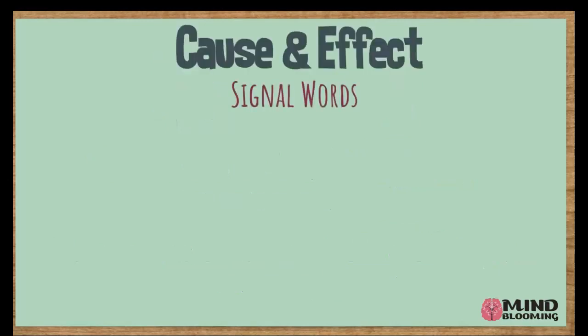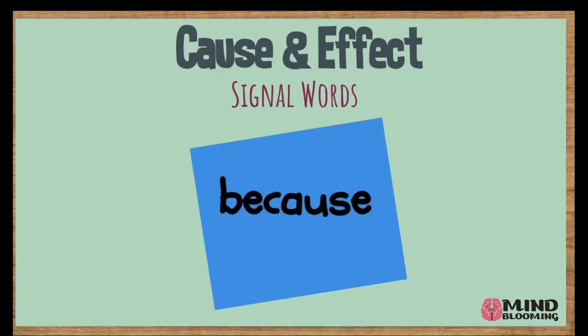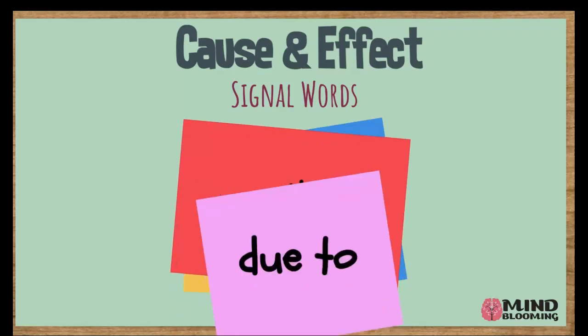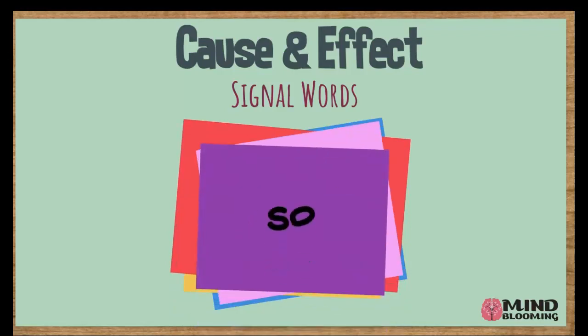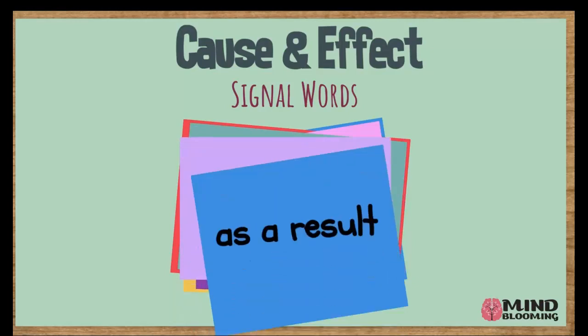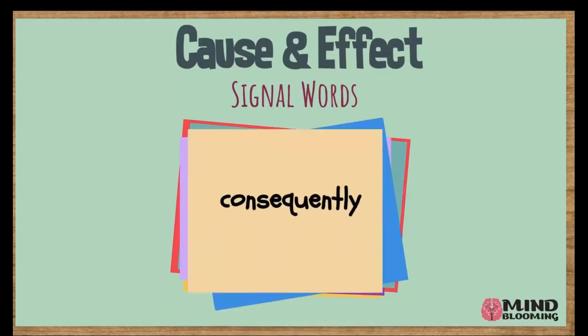Here are some signal words that we use to show the cause and effect relationship. Because, since, if, then, due to, so, therefore, thus, as a result, and consequently.